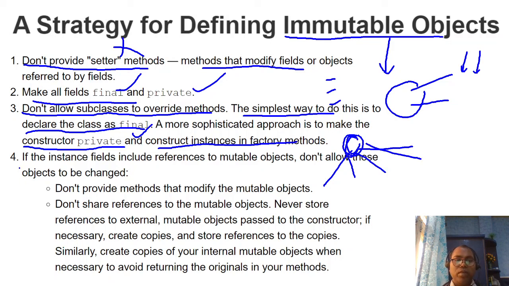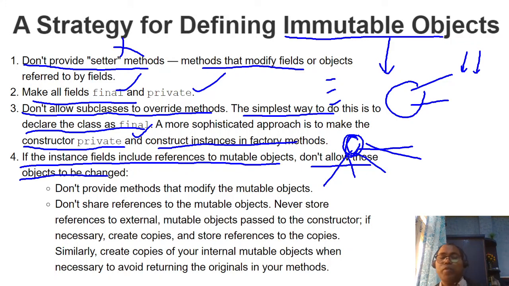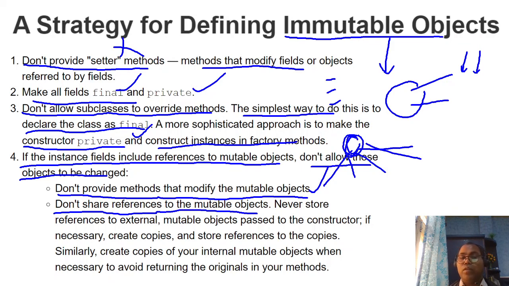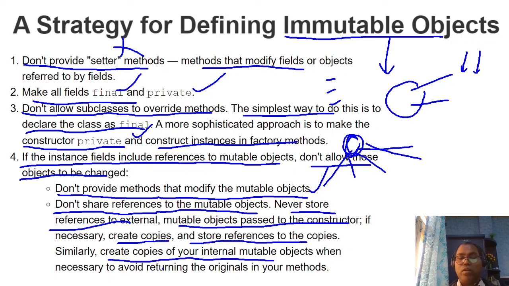If the instance fields include a reference to a mutable object, don't allow that object to be changed. Sometimes your object references may refer to a mutable object. In that case, don't provide methods that modify the mutable object, and don't share references that mutate your object. Never store references to an external mutable object passed in the constructor. Instead, create a copy and store the reference to the copy. Similarly, create a copy of your internal mutable object when necessary, to avoid returning the original.